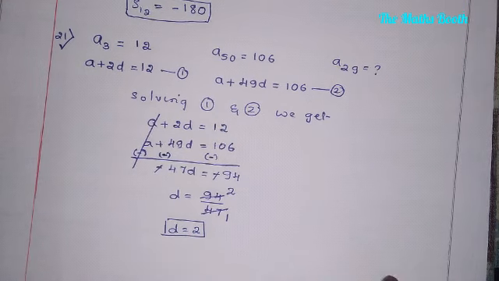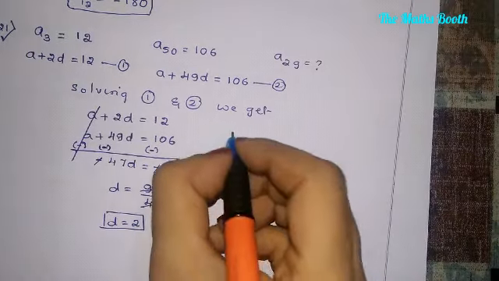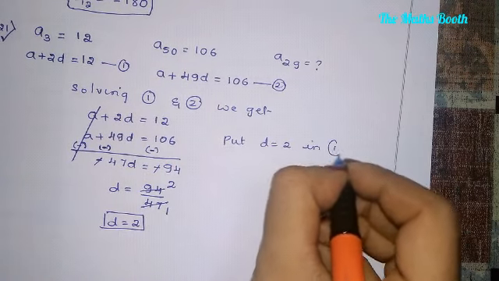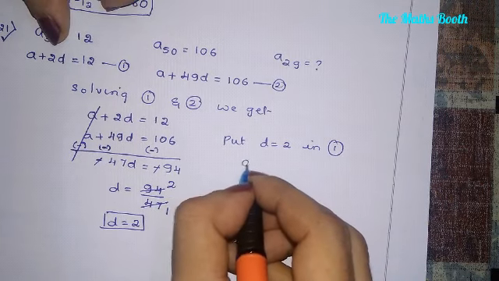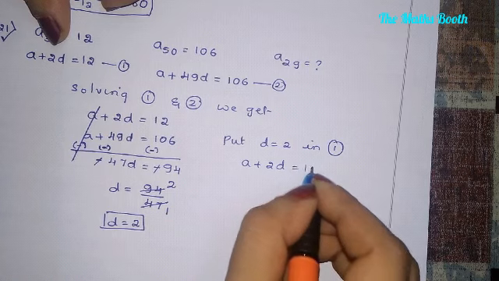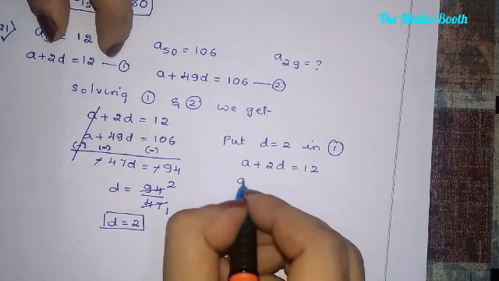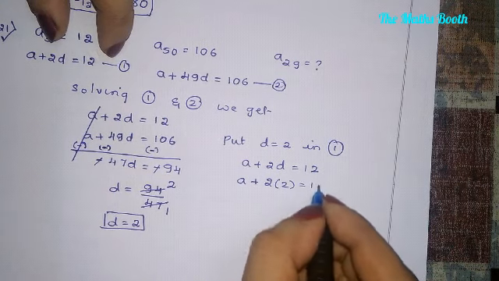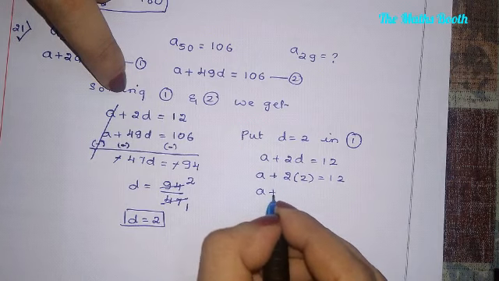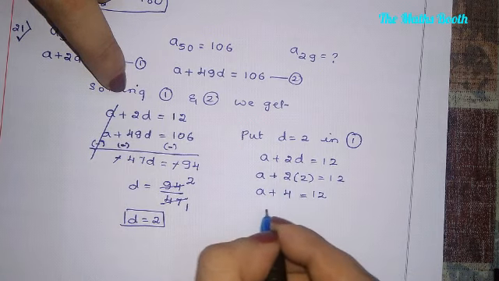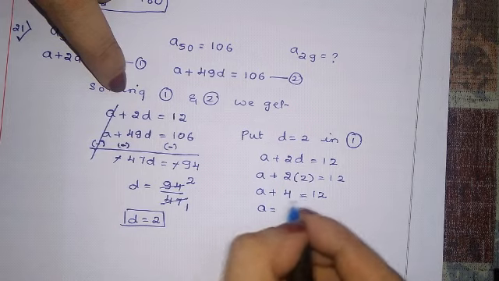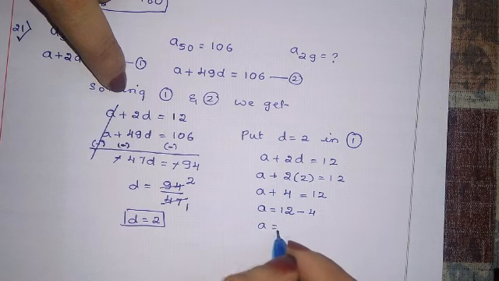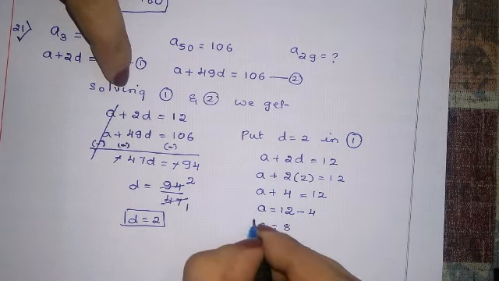Now we can put this d value in equation 1. Put d is equal to 2 in equation 1. Let me write a plus 2d is equal to 12. The a value we don't know, plus 2 into the d value, which is 2, is equal to 12. So a plus 2 twos are 4 is equal to 12. After the equal to, what number is there? 12, we have to keep as it is, minus 4. a is equal to 12 minus 4, which is nothing but 8.